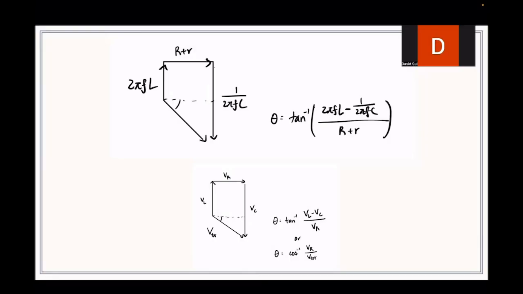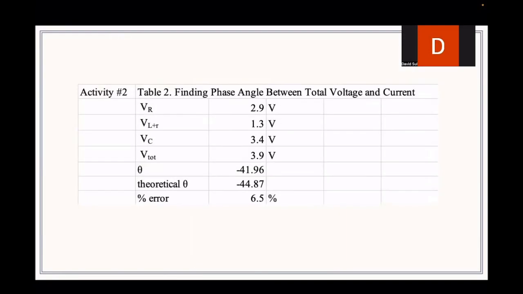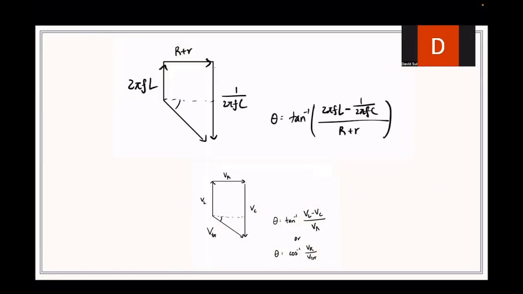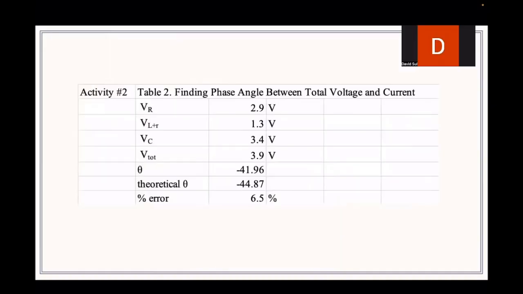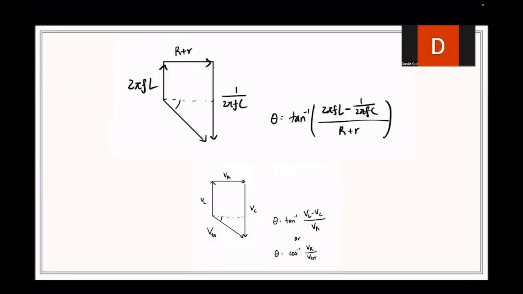Utilizing the given values of 8.2 times 10 to the negative 3 henries and 1 times 10 to the negative 6 farads, we found a theoretical value of negative 44.87 degrees. Through utilizing the same diagram but in voltage, we found the value to be negative 41.96 degrees, which is about 6.5% error, which suggests that it is pretty close and accurate.